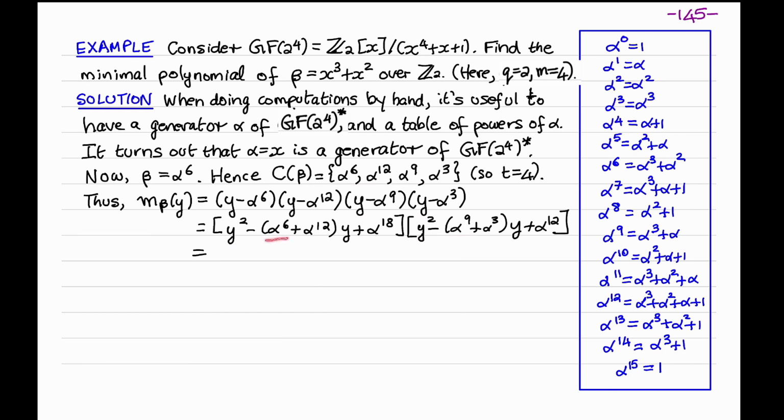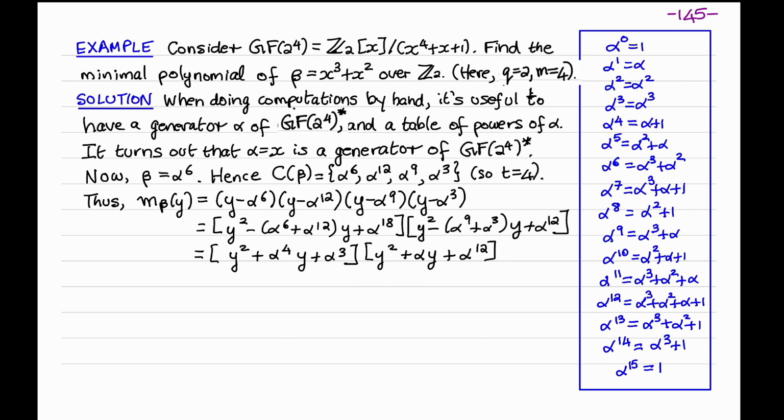So alpha 6th is alpha cubed plus alpha squared, and alpha 12th is alpha cubed plus alpha squared plus alpha plus 1. Their sum is alpha plus 1, which is alpha to the 4th. So the first quadratic can be written more compactly as y squared plus alpha 4y plus alpha cubed. Similarly, alpha to the 9th is alpha cubed plus alpha. So alpha 9 plus alpha cubed is just alpha. So the second quadratic is y squared plus alpha y plus alpha to the 12th.